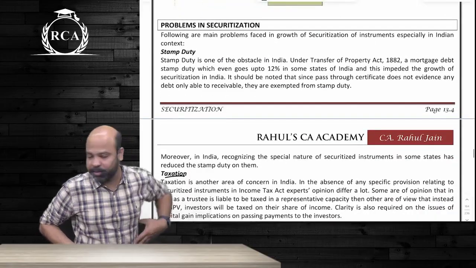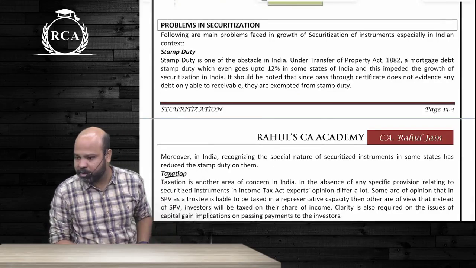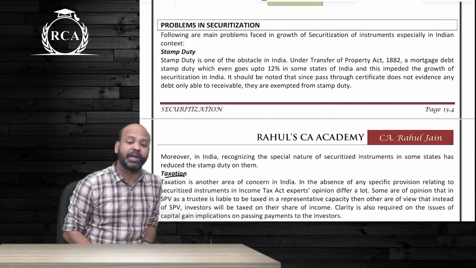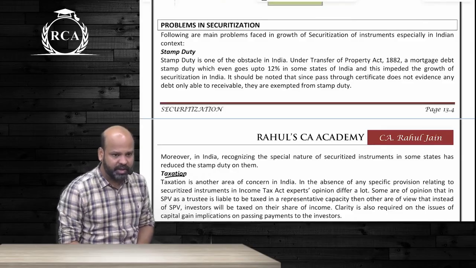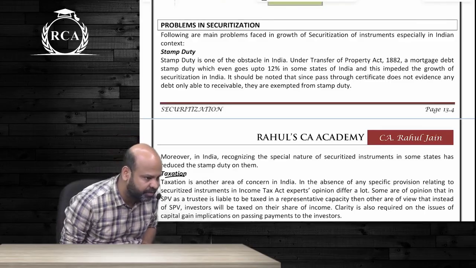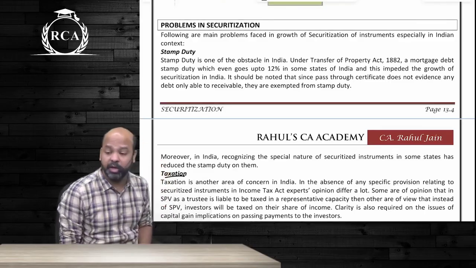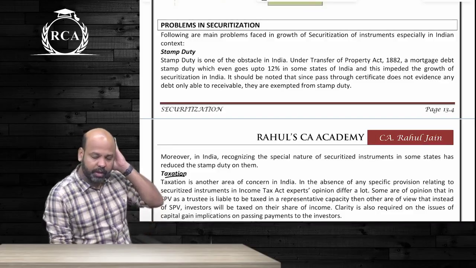After that we have problems in securitization. I told you most of these problems are only on paper now, they do not exist in real life. First one is stamp duty. In case you are transferring the underlying receivables, it will be subject to stamp duty, and stamp duty is a state subject, which means different states can have different rates or different regulations for them. So stamp duty will be levied.